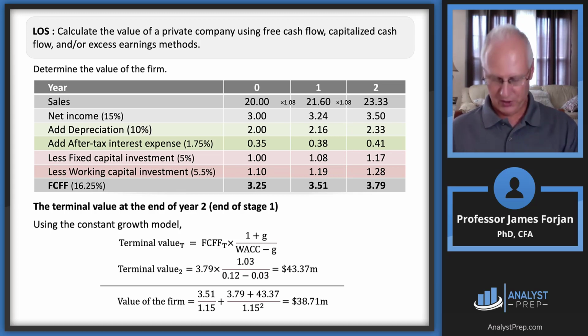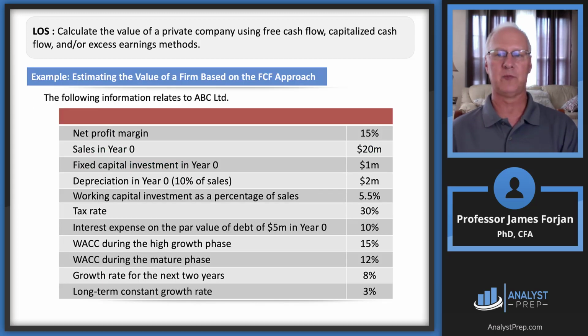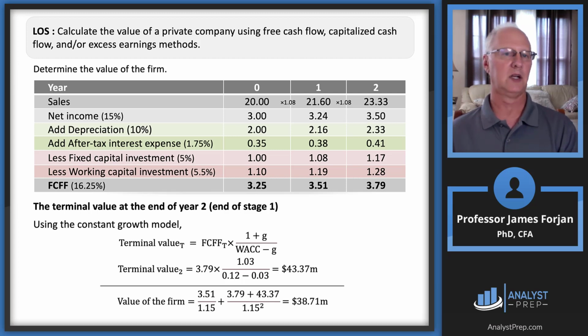And then what we're going to do is take these percentages that are given to us in the question stem and just multiply them as a percent of sales, much like we did net income. So depreciation 10%, after-tax interest expense 1 3/4%, fixed capital investments 5%, and working capital investment 5.5%.